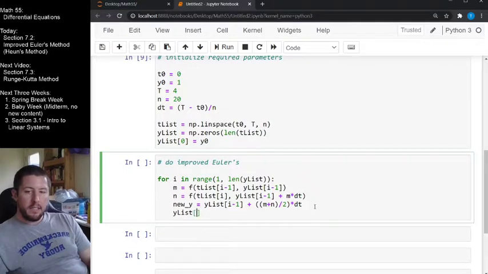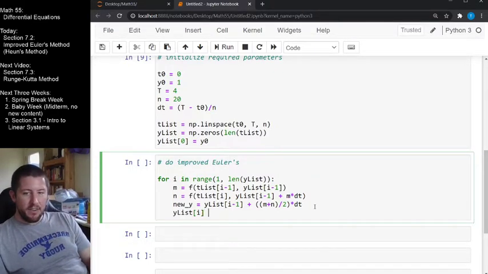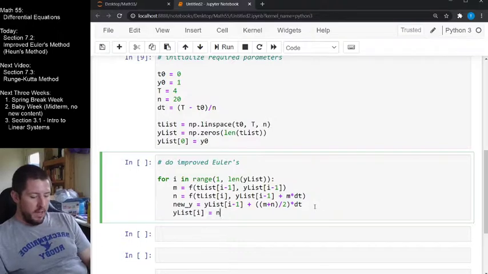So y list at the ith location, that's what we were trying to come up with, is using y sub i minus 1. What is y sub i? Well, I'm going to stick that into the list right now. At the ith index in y list, there's currently a 0 waiting for our input. Let's go ahead and put in the value that we just computed for new y right there.